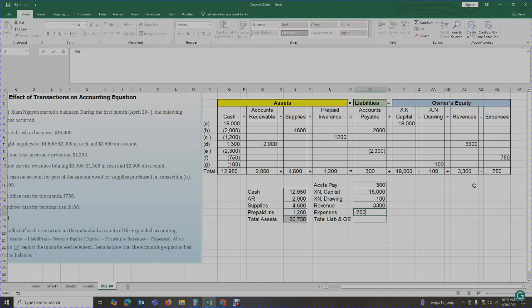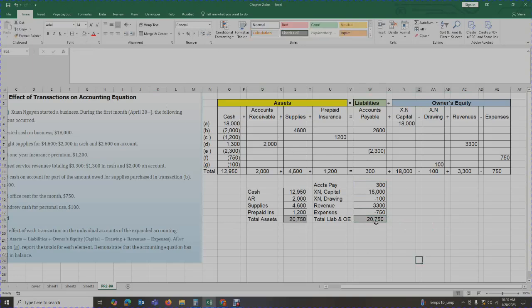Okay. Make sure that you look at the symbol for the accounting equation. Is it add or subtract? So the drawings and the expenses are deducted. The revenue and the capital are added. Okay. Now that we have that, let me add all of my components for the liabilities and owner's equity. And voila, it equals 20,750, the same amount as my assets.